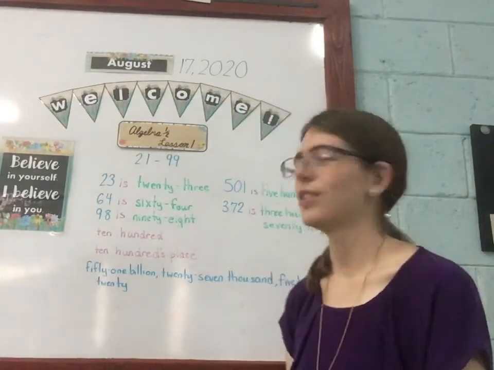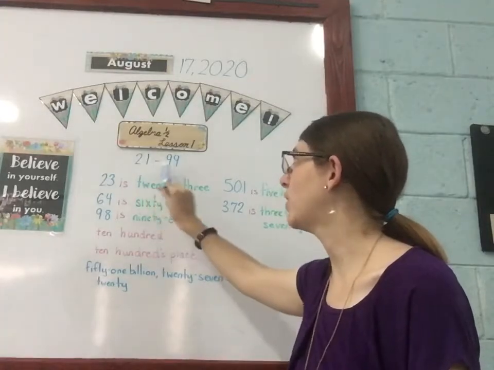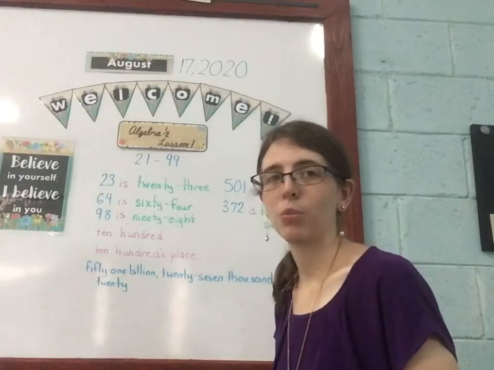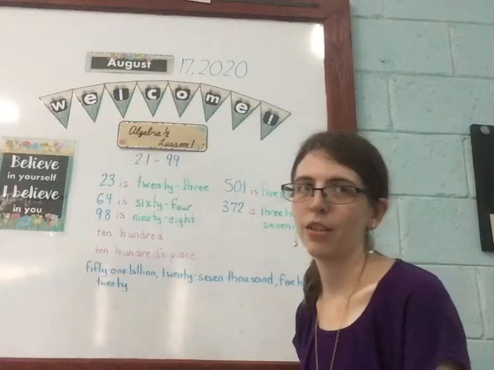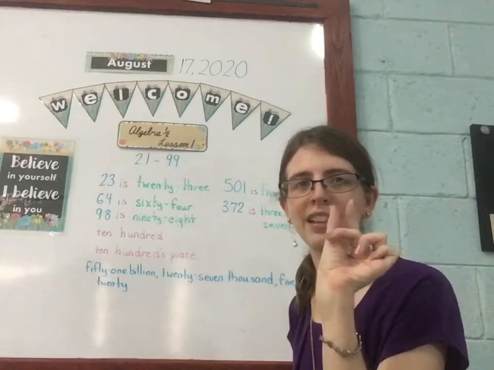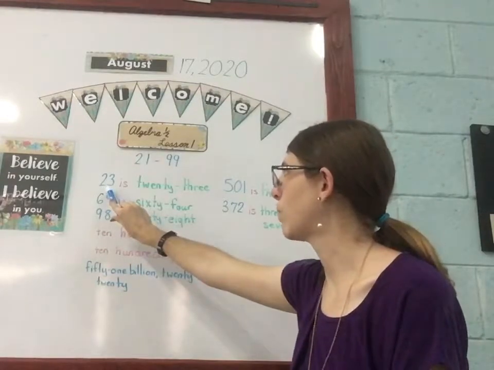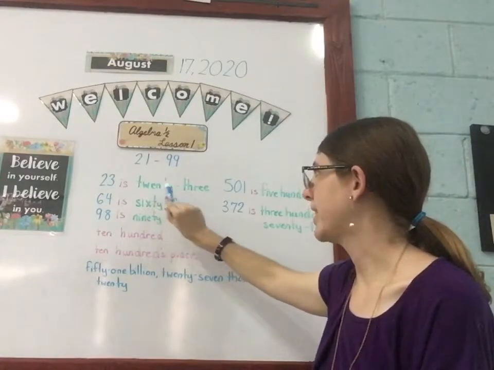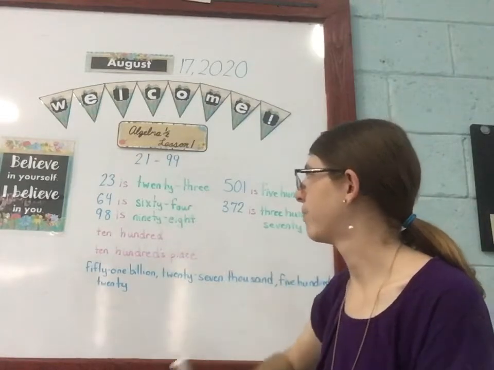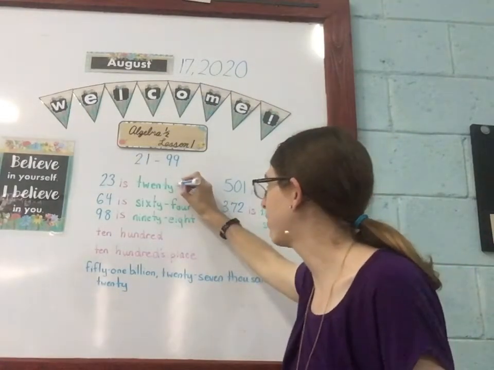When we have the numbers from 21 to 99, when you write them out as words, you hyphenate the words. That means you put that little line right in between the two words. For example, 23 is written twenty hyphen three. So right here is that hyphen mark.